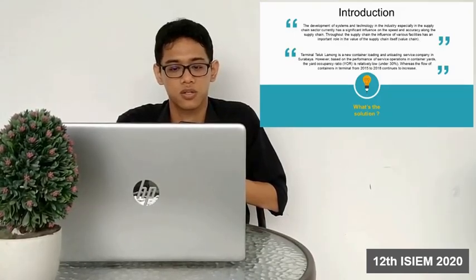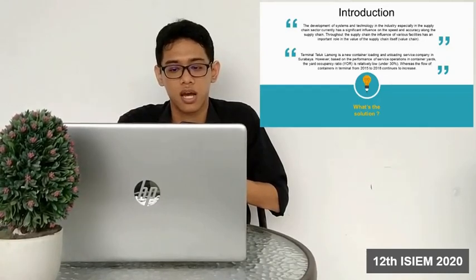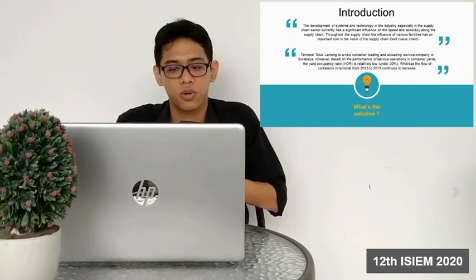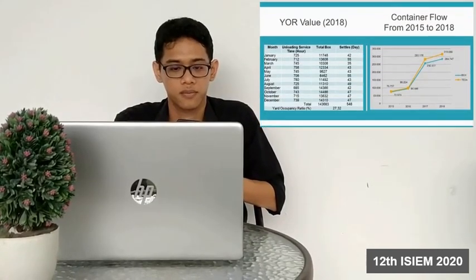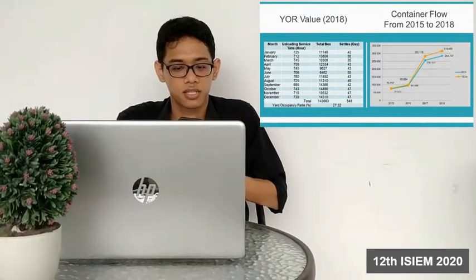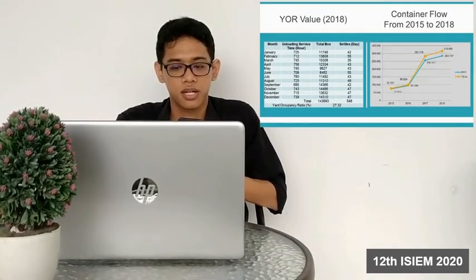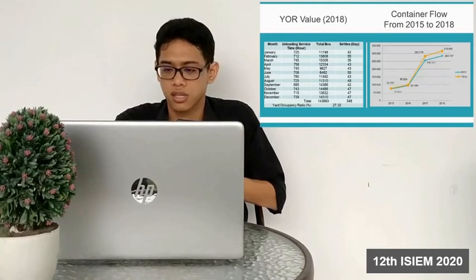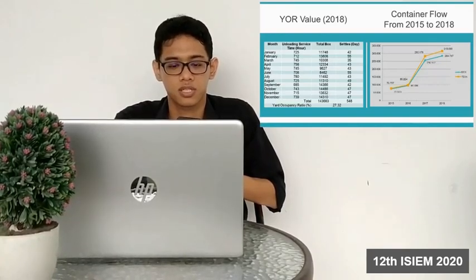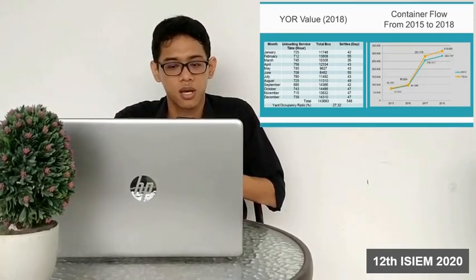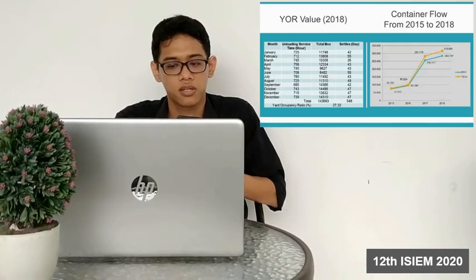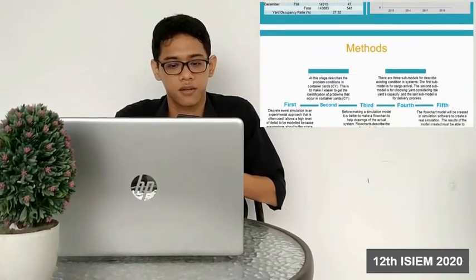However, based on the performance of service operation in the container yard, the yard occupancy ratio is relatively low, which is under 30%, whereas the flow of container in the terminal from 2015 to 2018 continues to increase. As we can see in the graph, the current yard occupancy ratio is 27.32%, which is below the average. But the trend shows year after year, the flow of container is increasing.